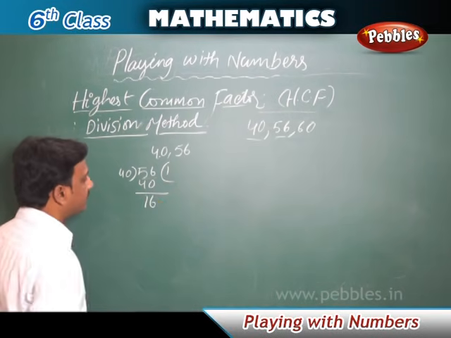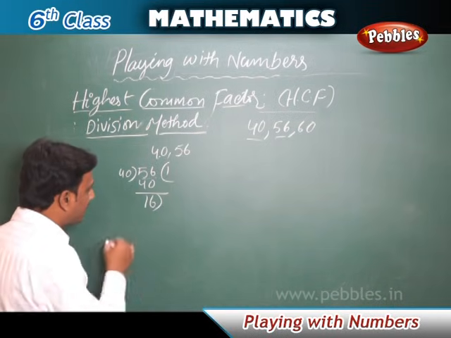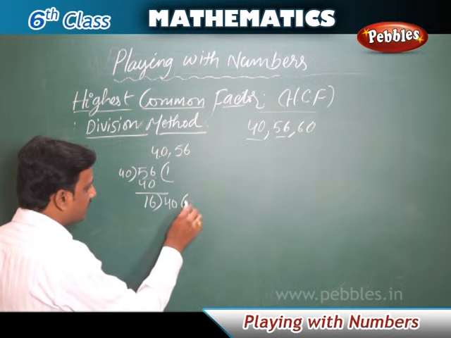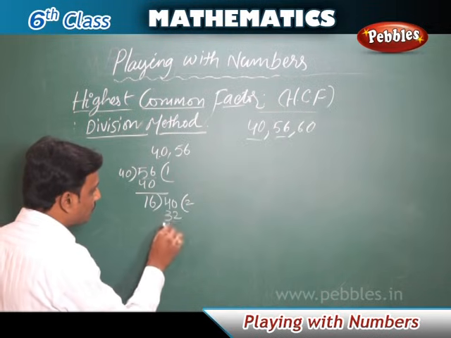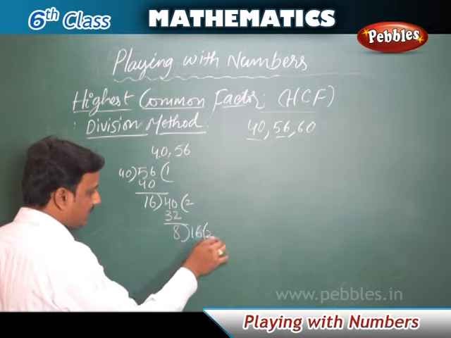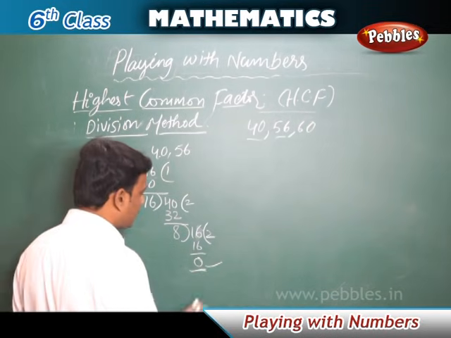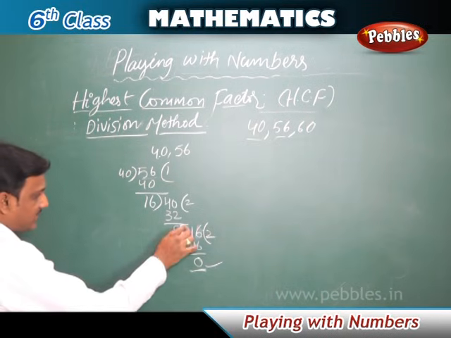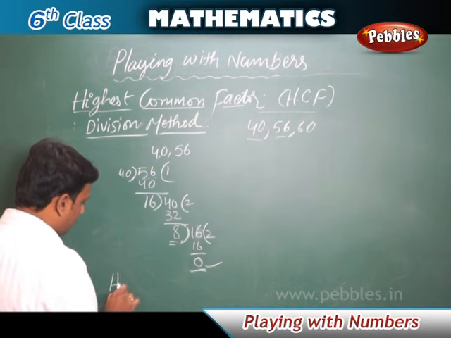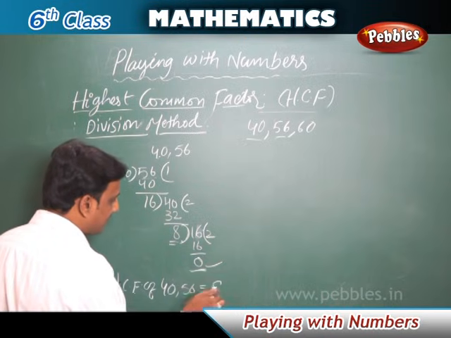So here we got 16. We didn't get the remainder 0. So what to do now? We take this remainder as a divisor and divide the first divisor: 16 2's are 32 and 8 is the remainder. Again take this divisor and divide: 8 2's are 16, 0. Finally we got 0 as the remainder. Now the last divisor is taken as the HCF of these two numbers. So the HCF of 40 and 56 is 8.